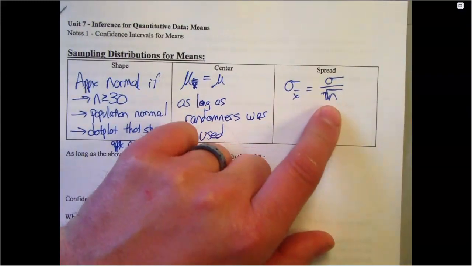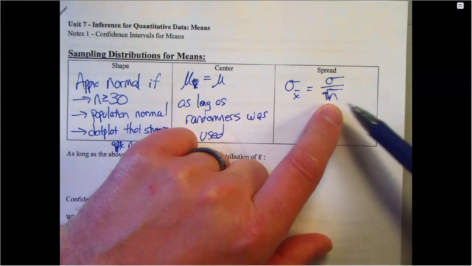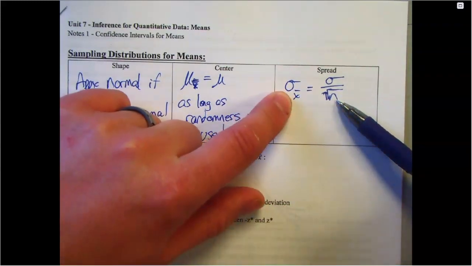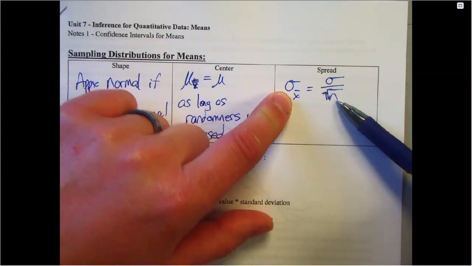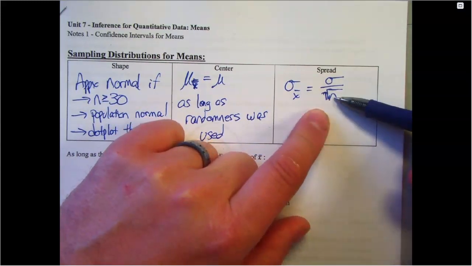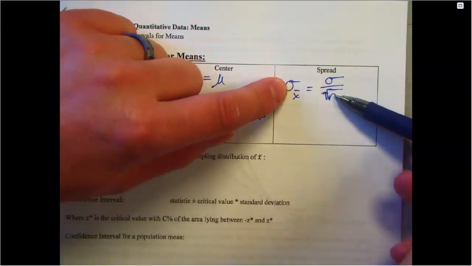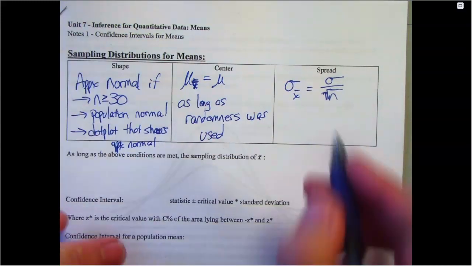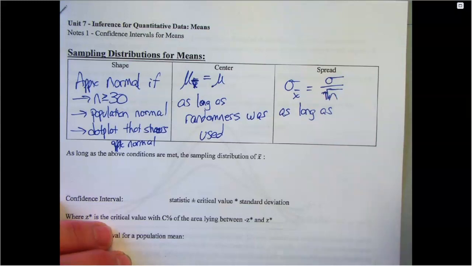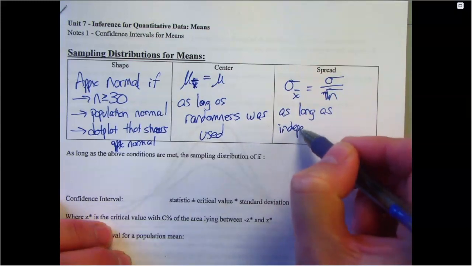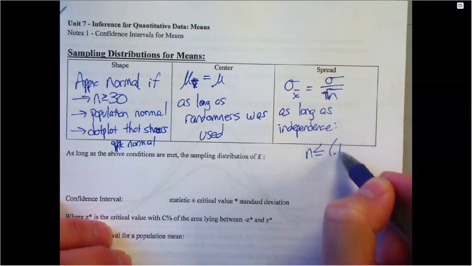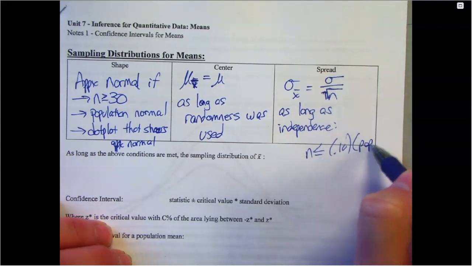So we've seen that before, we've talked about it before, but let's just review a little. As n goes up, what happens to the standard deviation of the sampling distribution? It goes down. If I have a bigger number down here, I'm dividing the standard deviation into smaller and smaller parts, so my standard deviation will go down. That's true as long as the independence condition holds, which is n is less than or equal to 0.1 times the population.